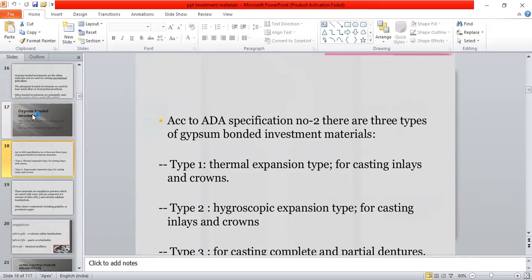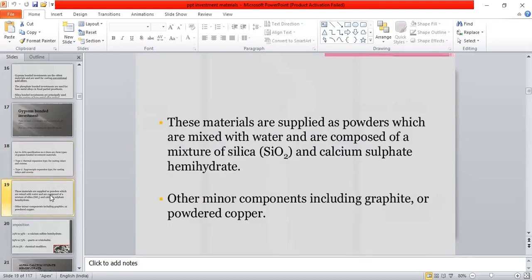The second one is type 2, the hygroscopic expansion material. It is used for casting the inlays and crown. And the third one is for casting of the complete and partial denture. These are the three types of the gypsum bonded investment material. Next, these materials are supplied as the powder, which is mixed with water and is composed of the mixture of the silica and calcium sulfate hemihydrate. Then other minor components include graphite and powdered copper.